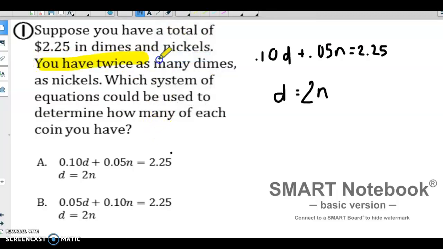It says you have twice as many dimes as nickels. So the number of dimes you have is equal to 2 times the number of nickels that you have. So here our second equation is going to be D equals 2N. The number of dimes that you have is equal to twice as many as the number of nickels. So 2 times the number of nickels will give you the number of dimes. And then your correct answer here is letter A.